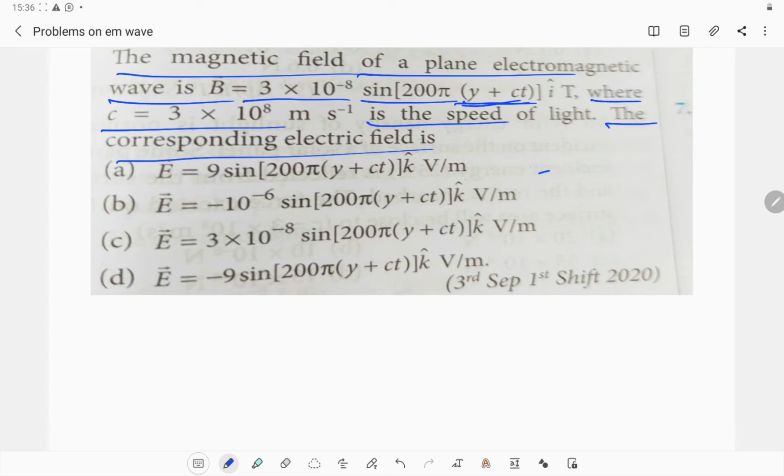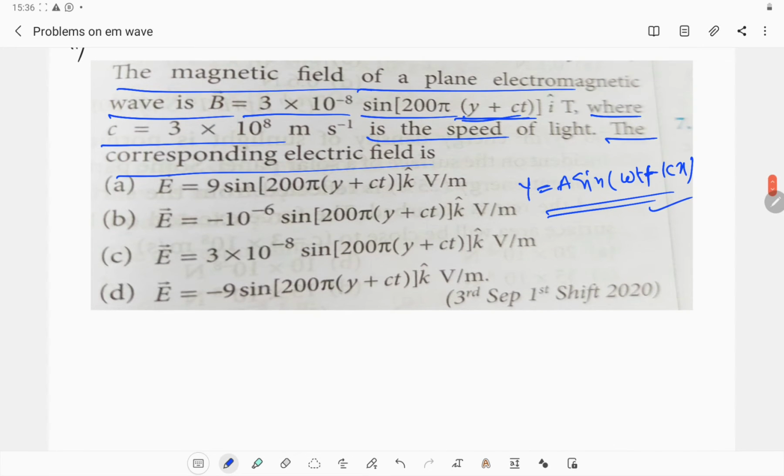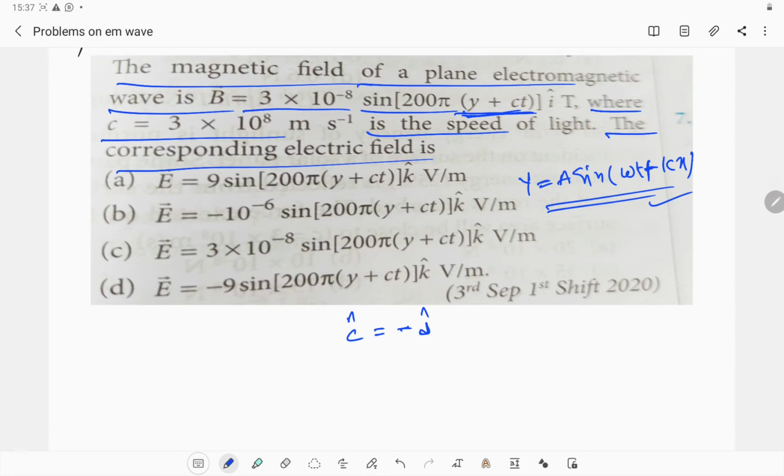For example, if a wave equation is given as y is equal to a sine omega t minus kx, if the wave equation is like this, omega t minus kx, therefore the wave is traveling along the positive x direction. If here plus is there, the wave is traveling along the negative x direction. But here y plus ct means this is y direction, but plus means negative y direction. Therefore here C cap is equal to minus j cap, which means the wave is traveling along the negative y direction.